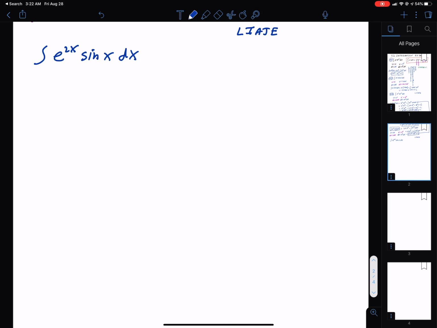Once you get this process, it's pretty easy. So we need to pick u. Do we have any log functions? No. Inverse trig functions? No. Algebraic? No. Trig? Yes. So u will be our trig function, sine x. Everything else left over will be our dv. So that's e to the 2x dx.